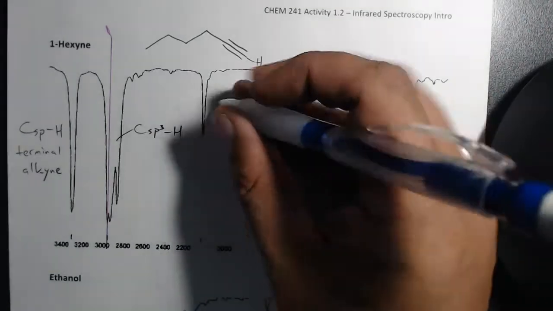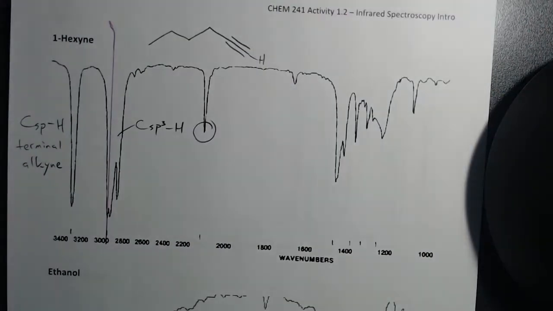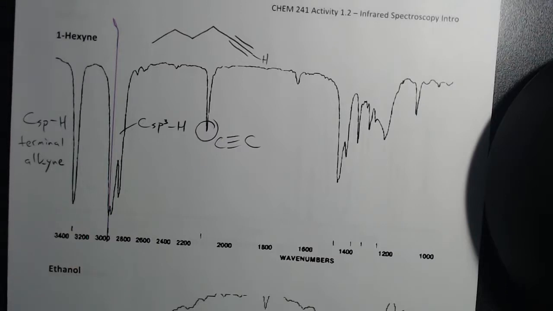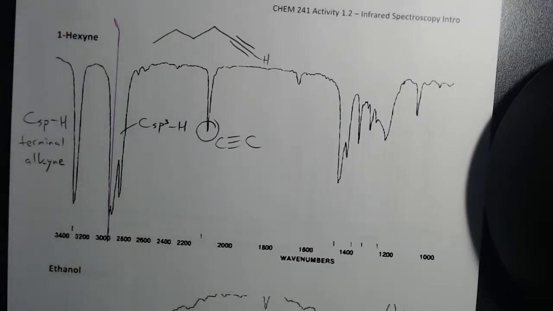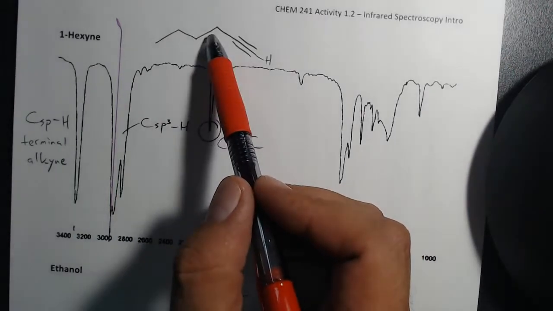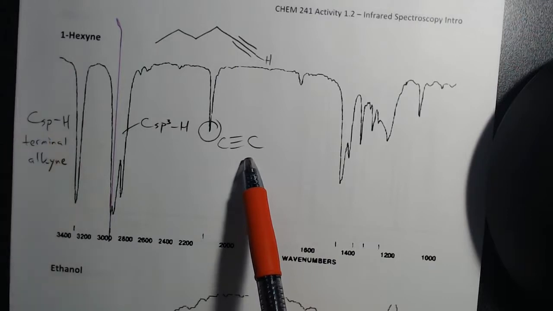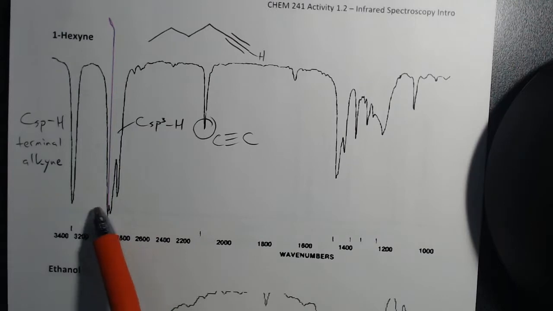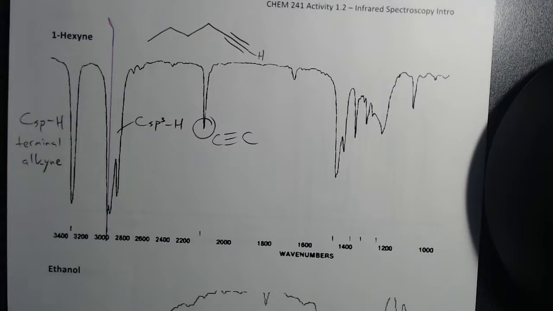And then if you guys have been doing your studying, what is that guy right there? That is our triple bond. Okay. And this is just like the previous example. If this is inside of the chain, you wouldn't have this. But if it's at the end of the chain, you have the CSPH as well. And it shows up further left than the CSP2Hs do. So like at 3300 or so is where that one shows up.